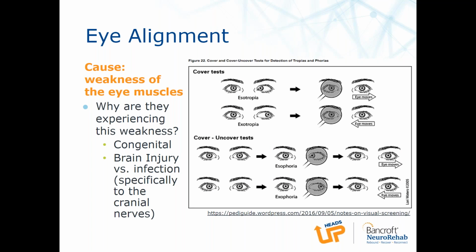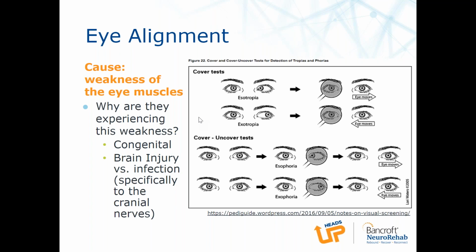So then moving into eye alignment. If our eyes' alignment is off, it's typically caused by a weakness of the eye muscles. And that can be because of a brain injury or infection, specifically to the cranial nerves. It can also be something that you are born with. So we look at testing eye alignment two ways. One is for testing what's called a tropia, which is in the top section of the picture, and that's going to be a more severe dysfunction.